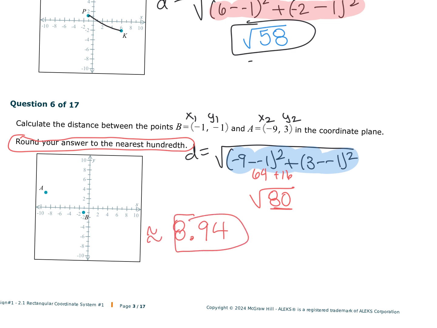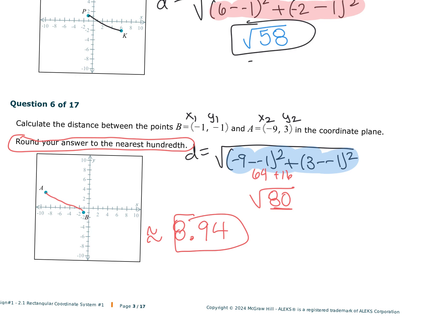And if we had a ruler and graph paper and a really nice ruler, we could actually measure this distance and it would be about 8.94 units of distance between each other. All right, are there any questions on the distance formula? I wanted to make sure we did some of those together since you're going to have that on your homework.